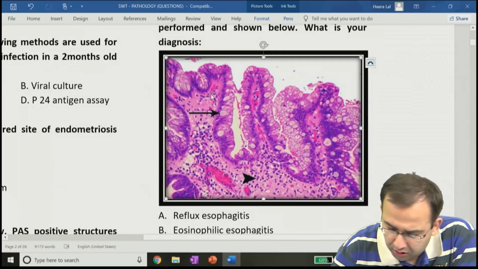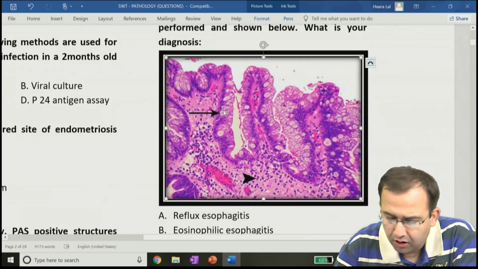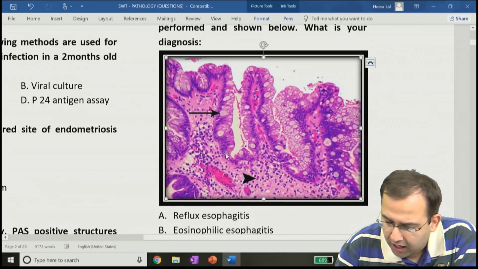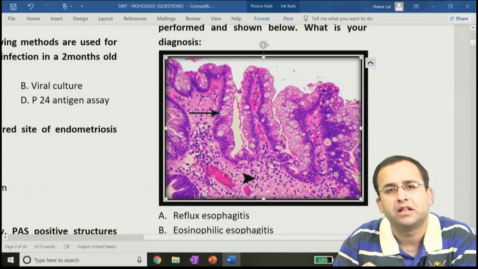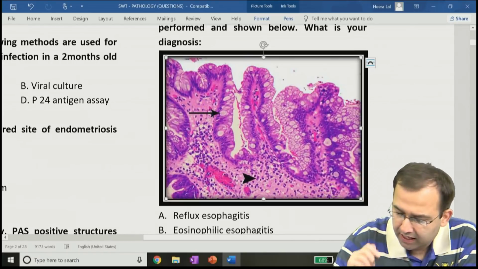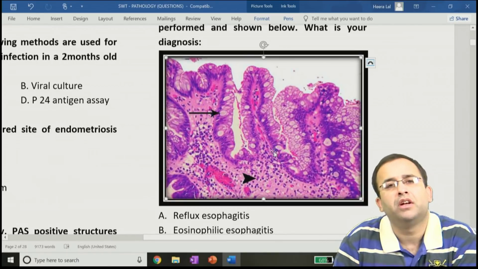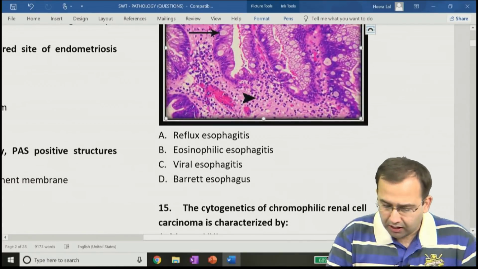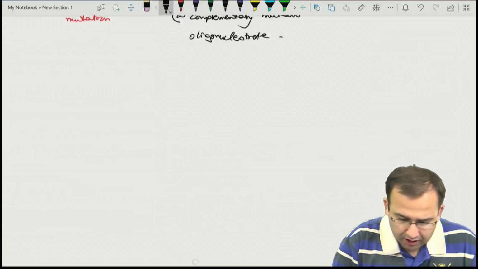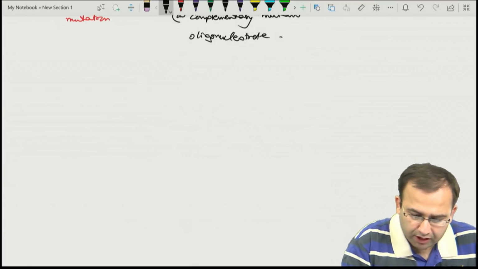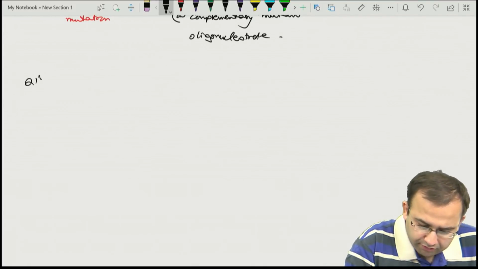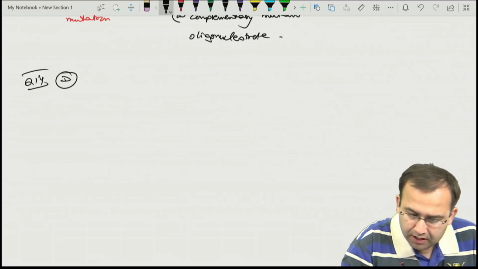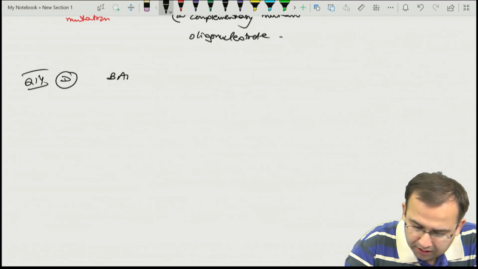It is showing you the presence of numerous columnar cells with an arrow pointing to goblet cells, firstly. Second, you also have a lymphoplasmacytic infiltrate. So the diagnosis in this case is D, that is Barrett's esophagus. Question 14, the answer is D, Barrett's esophagus.